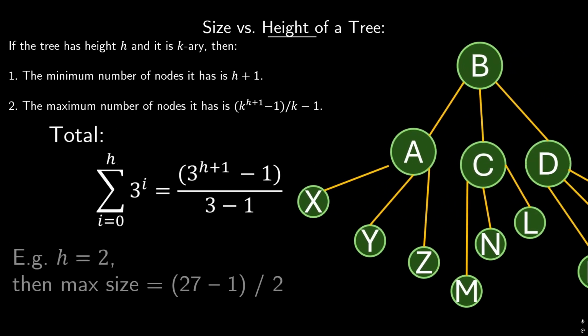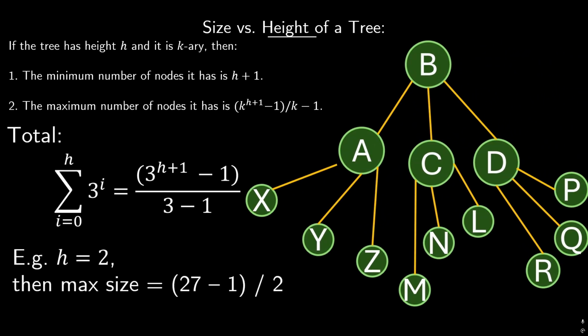Okay, so let's take our equation out for a spin. Coming back to this tree, whose height is 2, you can manually count it if you want to. You should see 13 nodes. So let's see if the equation works. My tree right now on the screen has height 2. So for example, BAX has path length 2.